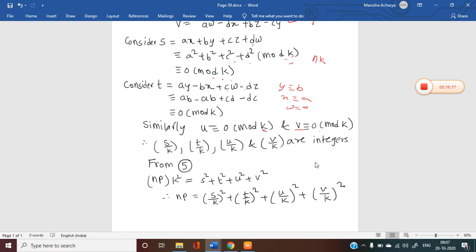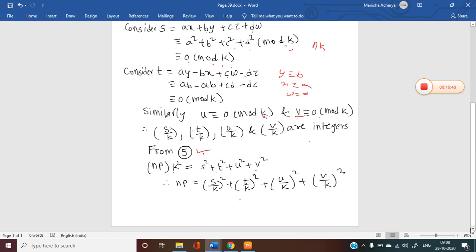So since they are divisible by k, we can say x upon k, t upon k, u upon k, and v upon k are integers. Okay, so now from equation 5, you have it in your notebook, please refer to it. So you get np into k square is equal to x square plus t square plus u square plus v square, and therefore we can modify this in this fashion. So after this, what we are getting is np is equal to sum of 4 squares.